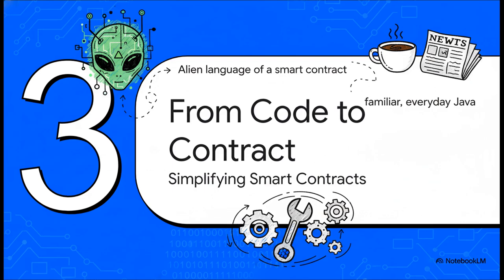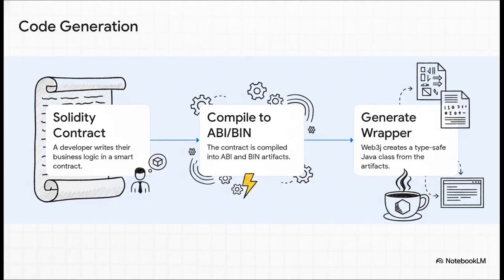So how does Web3j pull off this magic trick? How does it take the alien language of a smart contract and make it look and feel just like plain old everyday Java code? Well, the secret sauce is in its powerful code generation tools. It's a beautifully simple 3-step process. First, a developer writes their business logic in a Solidity smart contract.